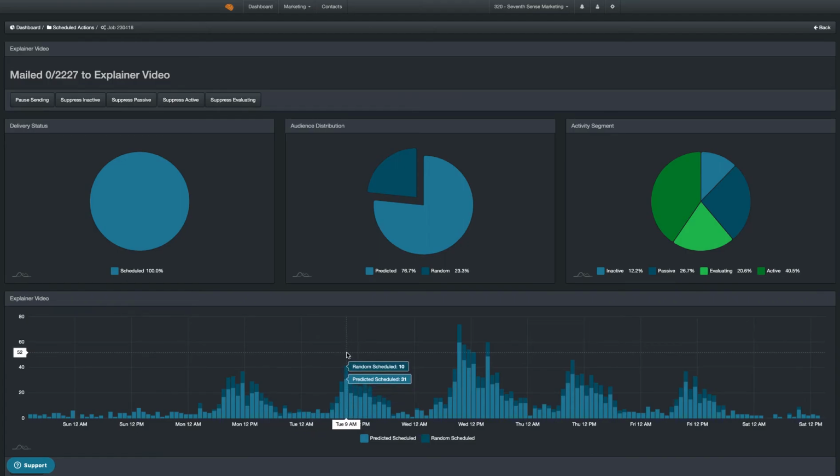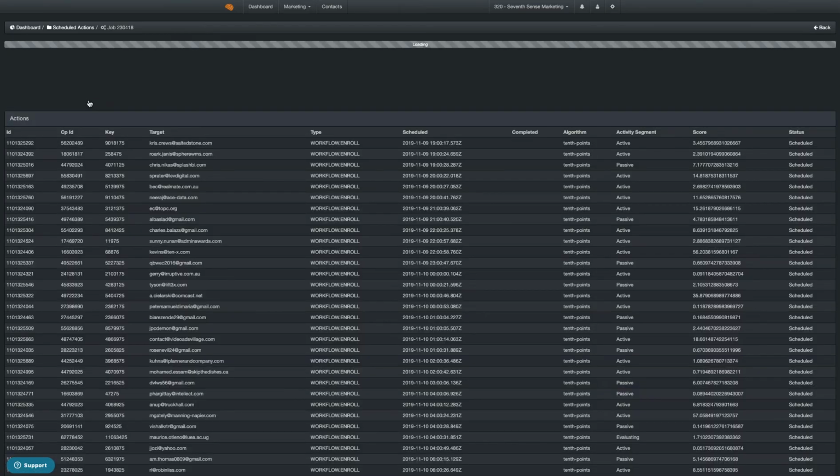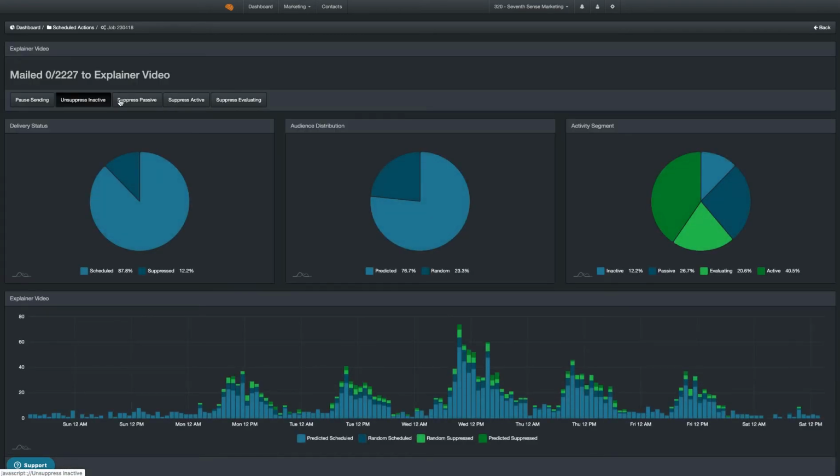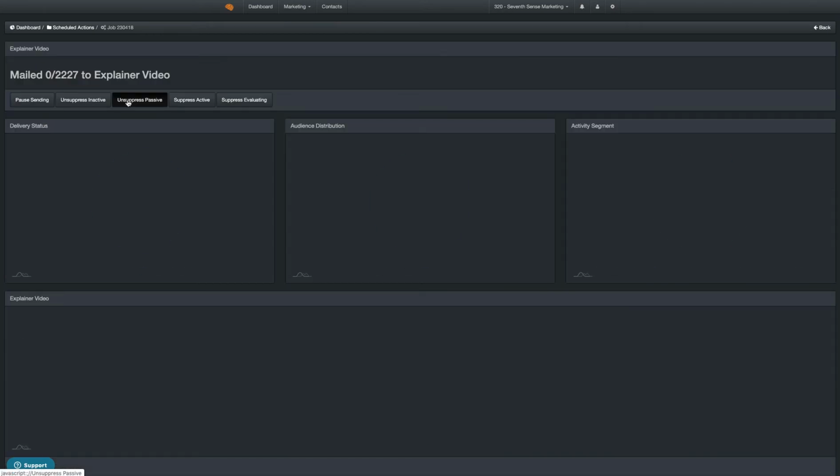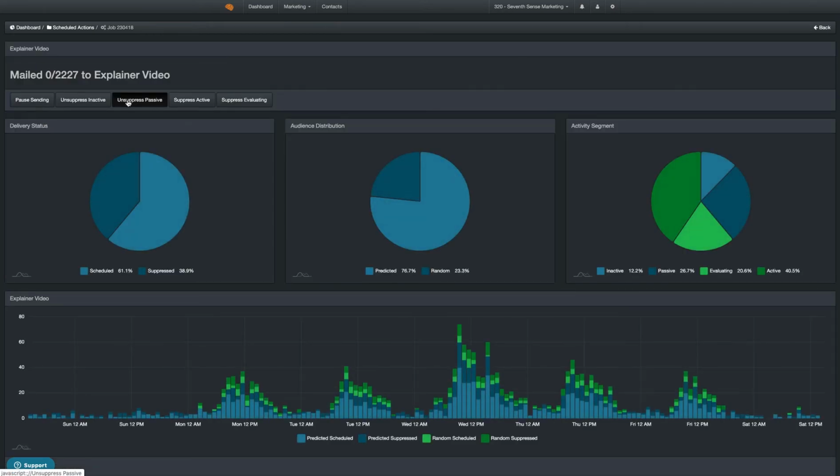I can simply go in and dynamically suppress my inactive and passive audience, who are the biggest contributors to the low engagement rates. And the way that I do that is by simply clicking suppress inactive and suppress passive. We've found that about 80 to 90% of engagement actually comes from the audience that are in the active or evaluating segments. Or let's say that we had gotten into the habit of suppressing our inactive and passive audience because we've historically tested these segments of our audience and know that their engagement rates are horrible.